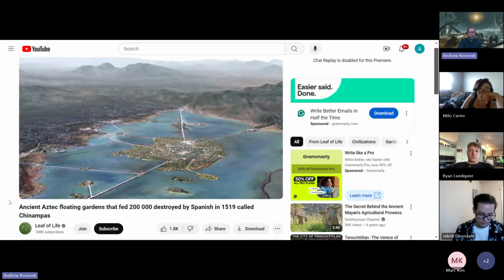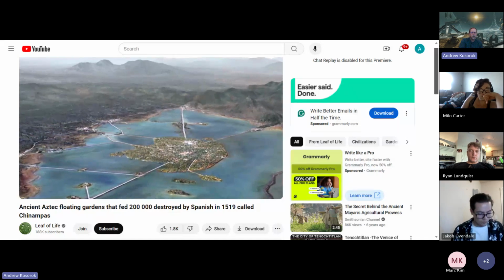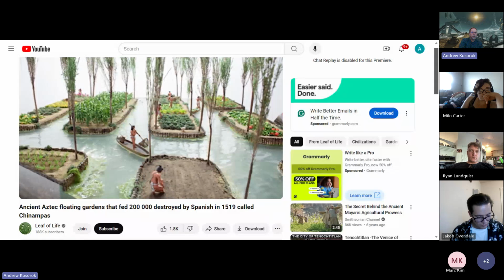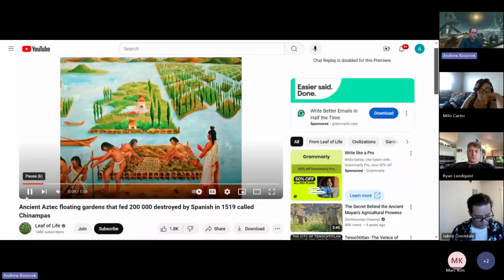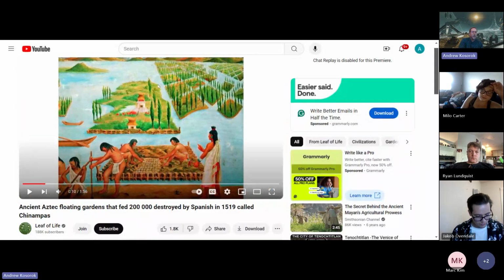Was formerly an island that fed 200,000 inhabitants from floating gardens called Chinampas during the Aztec. Okay, how big was London at the beginning of the 16th century? Anybody want to guess? I don't know. I'm just asking.